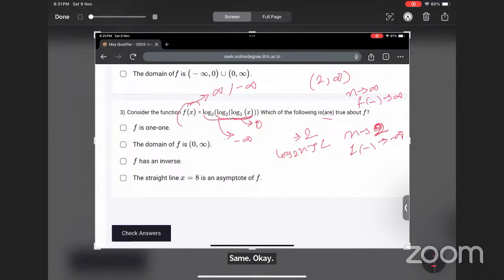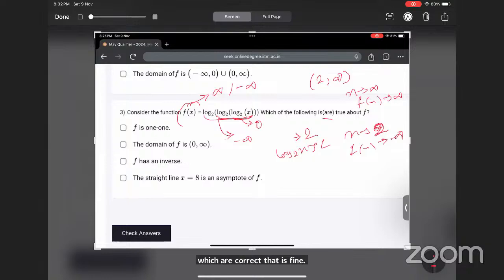Ma'am, is it fine? The correct true options for this are f is 1 to 1 and f has an inverse. These are the two options which they gave, which are correct, satisfying.